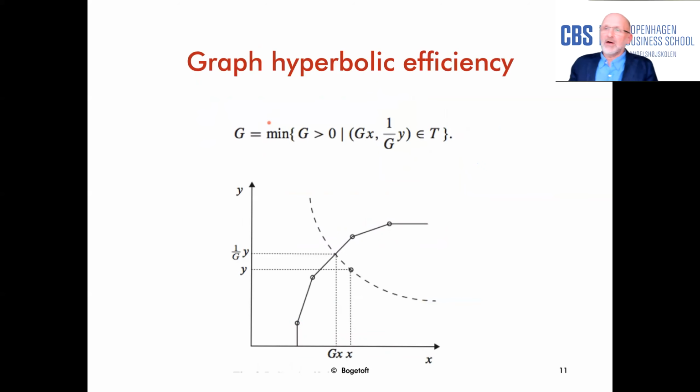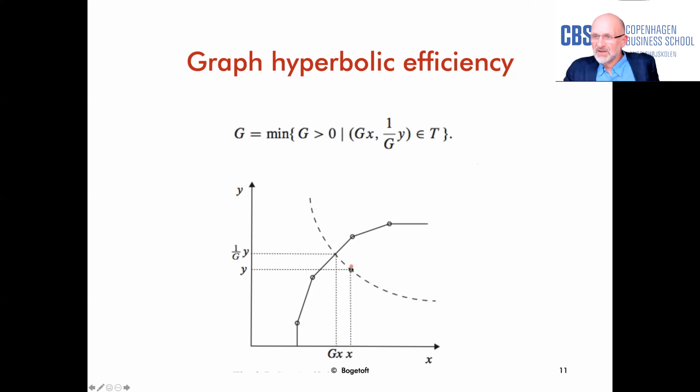There's another idea. I'll just mention a couple of slightly older ideas of extending Farrell, because we saw that Farrell is either reducing the inputs or expanding the outputs. Some people thought, why don't we simultaneously reduce the inputs and expand the outputs? One way to do that is to use a hyperbolic relationship, so that when you change x, you also change y with 1 divided by x, basically.